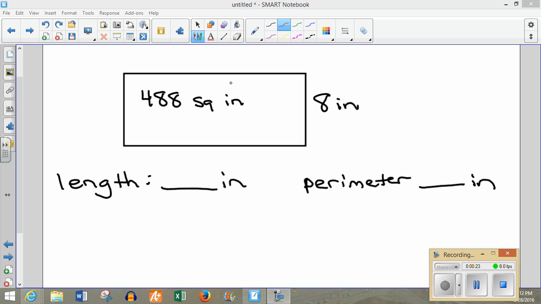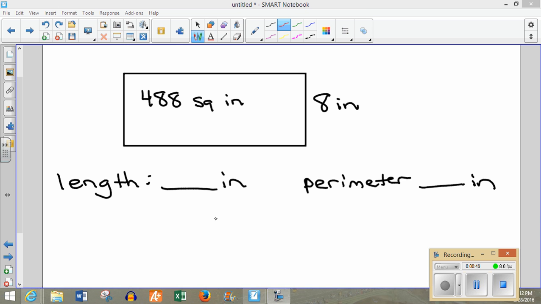First of all, over here, and you can kind of see my pointer, we're looking at 488 square inches. That means that is the area because it is square inches. This over here is one side. We see the 8, 8 inches. All of that is given to us. What we want to know right now is what is the length?